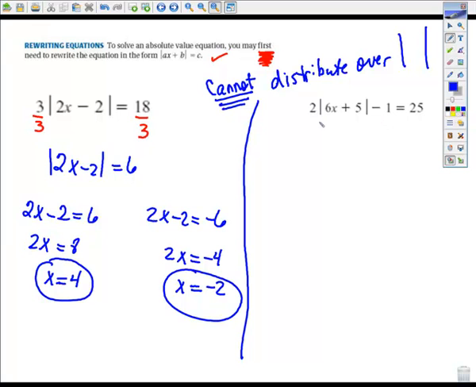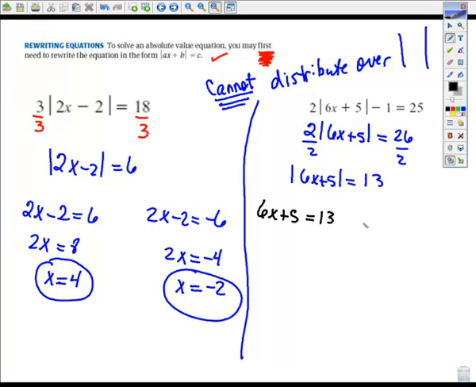Let's try another one. Here, the first thing I need to do is add 1. So I have 2 times the absolute value of 6x plus 5 equals 26. Then divide by the 2. So the absolute value of 6x plus 5 equals 13. Now I can go ahead and do what I did in the last problem. So 6x plus 5 equals 13, and 6x plus 5 equals negative 13. When I subtract 5, I get 6x equals 8. When I divide by 6, I get 4 thirds.